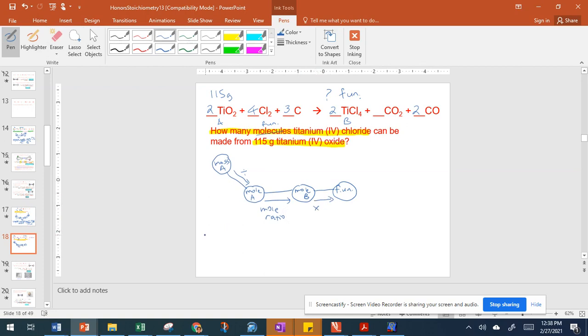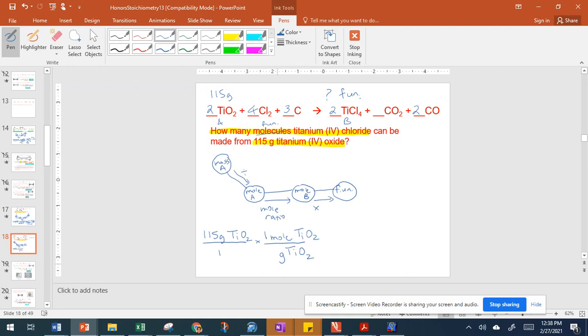Okay, so let's start with the 115 grams of titanium 4 oxide. And like I said before, always make sure your unit has the compound next to it. So we have grams here. That means grams will be on the denominator, and the compound in the denominator needs to match up. And since we have grams, the other side is going to be moles. And remember, with molar mass, it's always 1 mole of our compound or element.